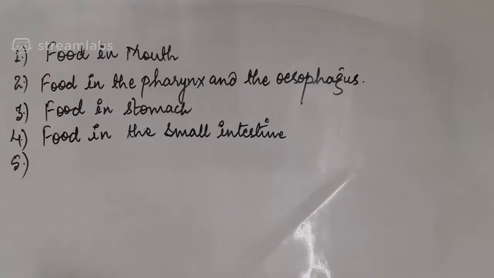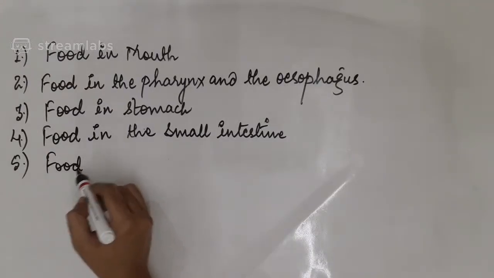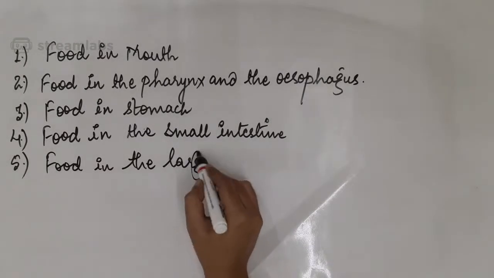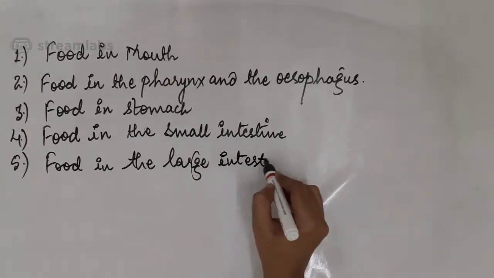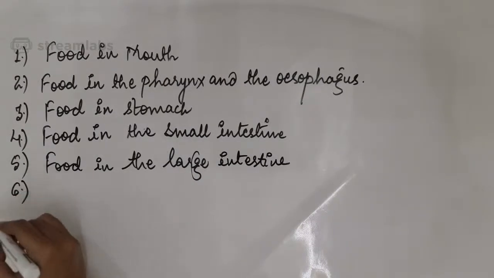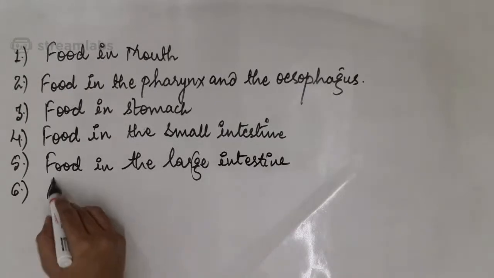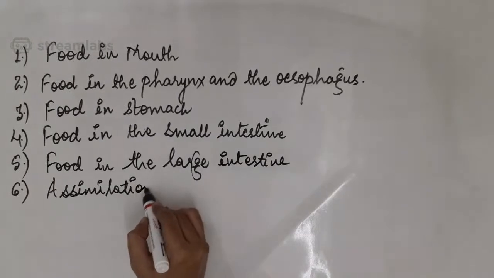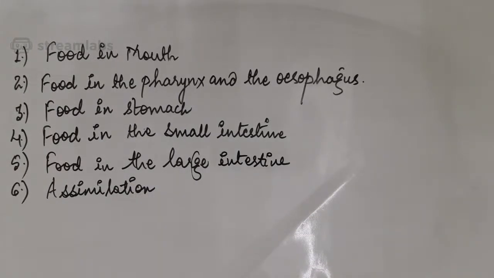Then after this, the food which is absorbed goes into the large intestine. And here the process called assimilation is done, which forms the energy from the food and gets egested or ejected out from the body.